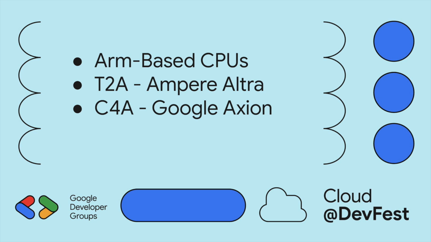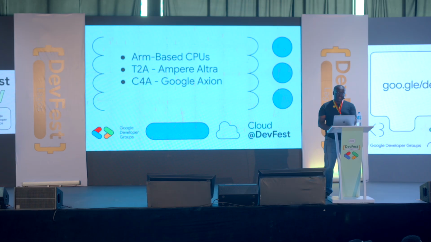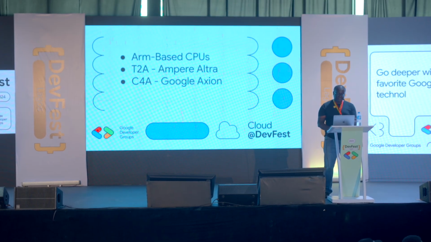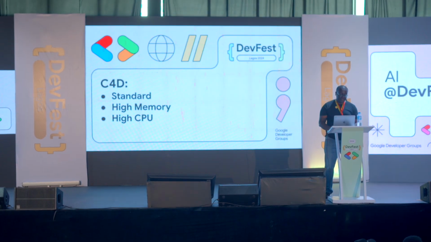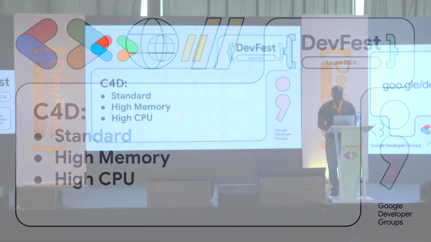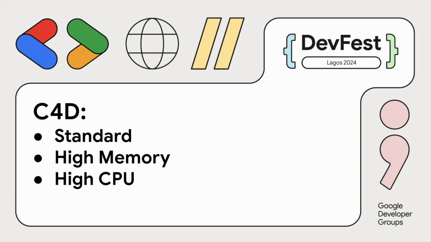Okay, so the T2A is an ARM-based CPU. So it's not an Intel, it's not an AMD, it's ARM-based. It's based off of the Ampere Ultra. But last week or so, we also had the C4A announced by Google. And the C4A is also ARM-based, but it uses what's called the Google Axion. So slightly different, but same architecture. And so the Google Axion is a C4D. So you have a T2A or a C4D.